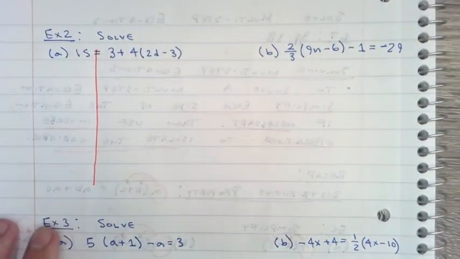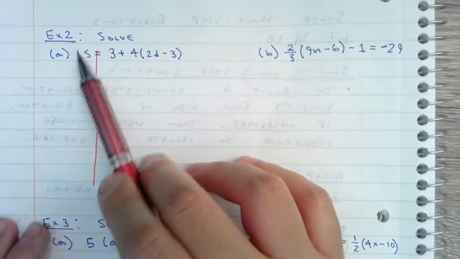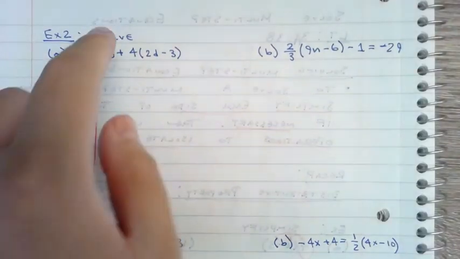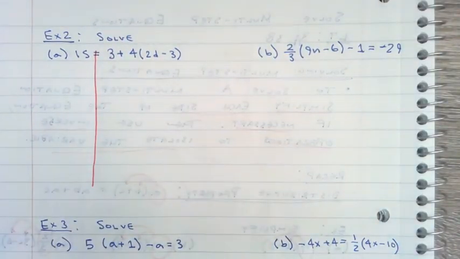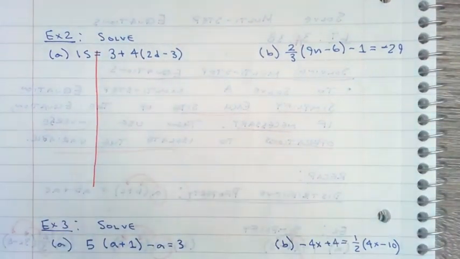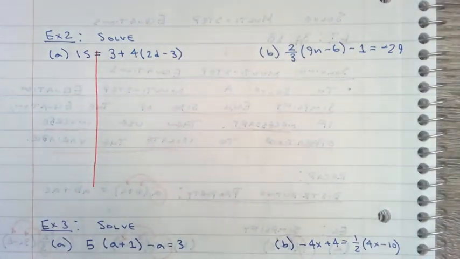Now let's take a look at this. Take a look at your left side. You have 15. So this right here is 15. It's just by itself. It's simplified. It's isolated. That's good as is. Now take a look at this side right here. We have 3 plus 4 times 2d minus 3. Now ask yourself, is there anything that I can combine? Are there like terms that I can combine? Hopefully you're seeing that there's no multiple d's or multiple numbers. So then now you might realize, Mr. Ruby, what do I do?